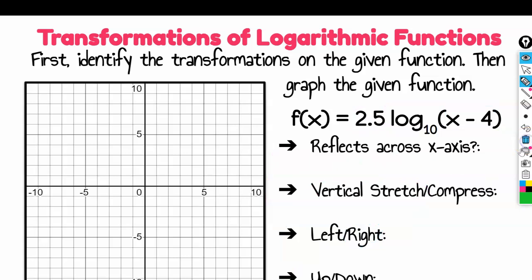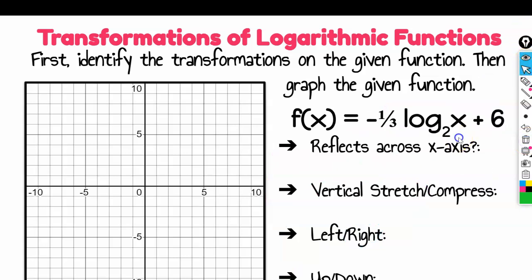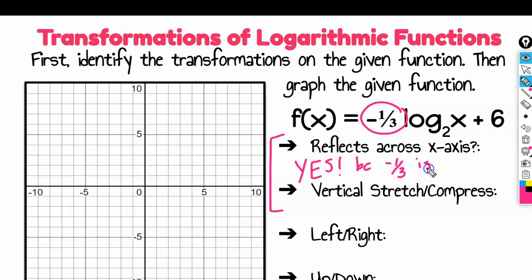Let's look at one more example. It looks a little different, so that's why I'd like to go over it. So again, starting with A, negative 1/3. Remember, A is in charge of those first two things. Does it reflect? Hopefully you recognize that negative 1/3 is negative. So, answer to does it reflect? Yes, because negative 1/3 is negative.